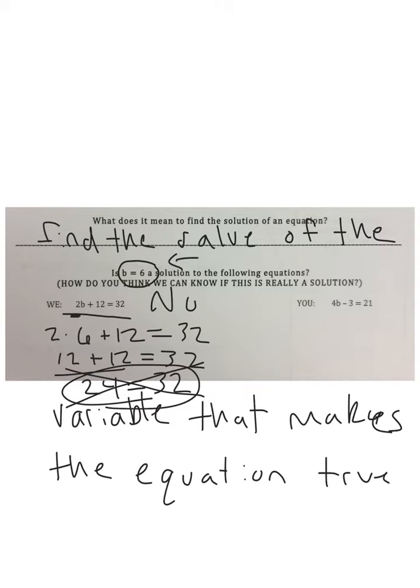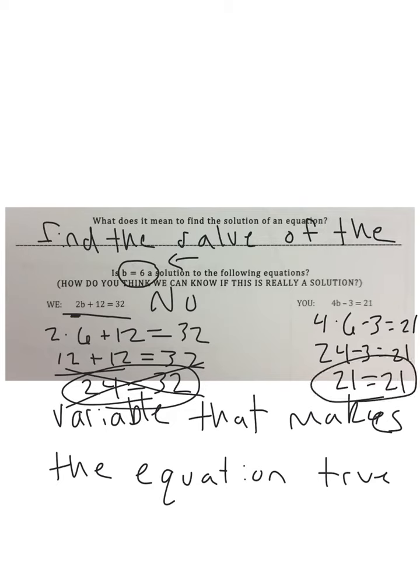This says 4b minus 3 equals 21. So we're going to plug in 6 again for b, and since 4 and b are next to each other, we know they're multiplying. We're going to have 4 times 6 minus 3 equals 21. Well, 4 times 6, order of operations says I have to do that first. 4 times 6 is 24. 24 minus 3 equals 21. My last step would be to subtract: 21 equals 21. That is a true statement, so we would say yes, b equals 6 is a solution.